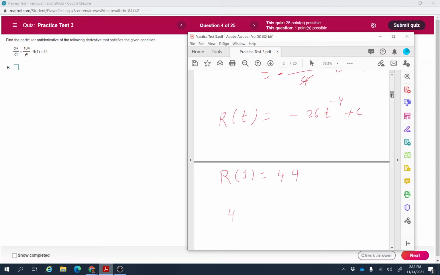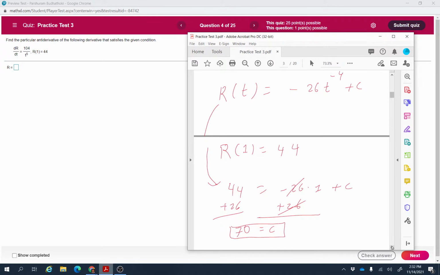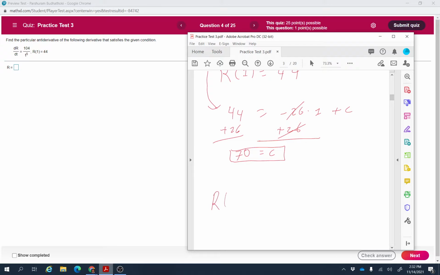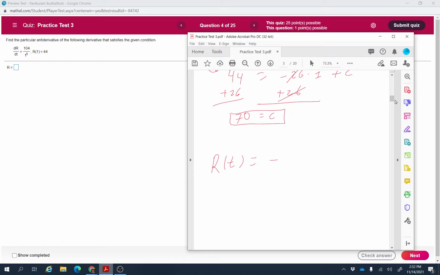The value of r when t is equal to 1 is 44. So I can write 44 on the left side, and then I can just replace this t by 1, so that will be negative 26 times 1 to the power negative 4, which itself is 1, plus constant. By solving this equation we can find the value of c. For that, just add 26, so that means 70. So by using that initial condition, we found the value of c, and now finally r of t is, just replacing that c by 70, negative 26 over t to the power 4 plus 70. So that is our answer.